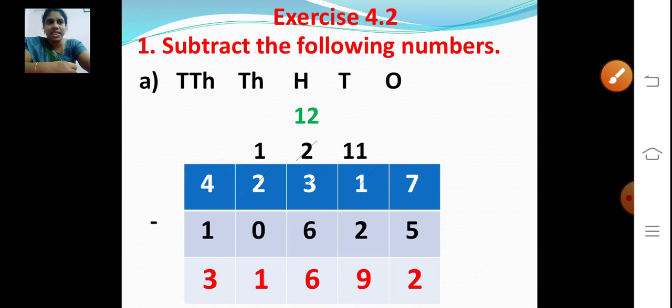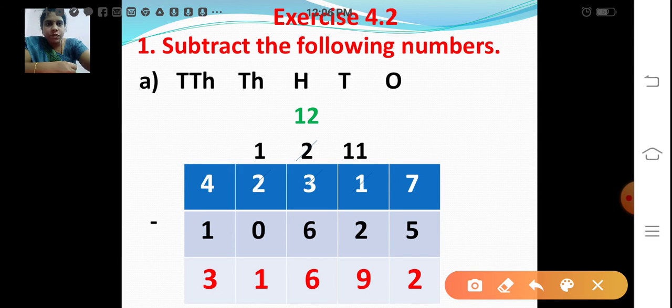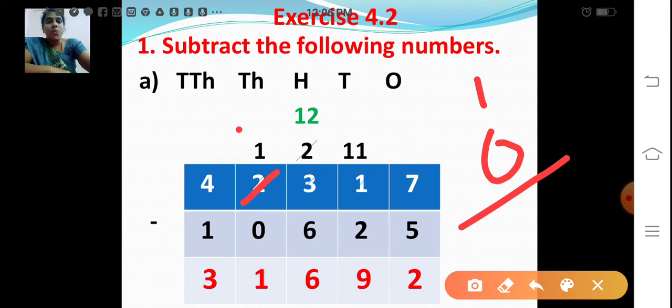What number I'm having in the thousands place? I've given 1, right? So my thousands place has become 1. 1 minus 0 is 1.